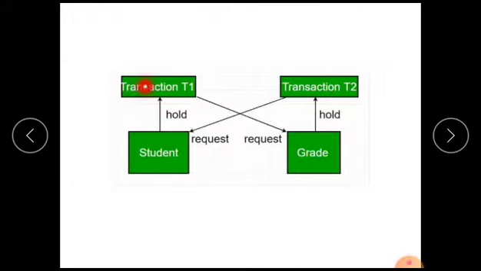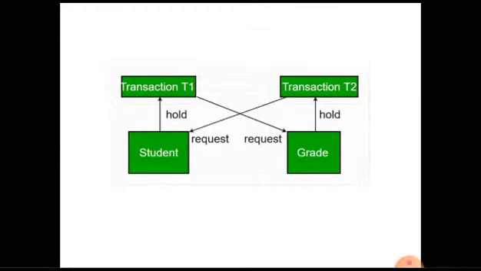Here we can see transaction T1 and transaction T2. Transaction T1 is holding the student table and transaction T2 is holding the grade table, but transaction T1 is requesting the grade table and transaction T2 is requesting the student table. The student table is held by T1 and the grade table is held by T2, but T1 wants the grade table at the same time. It is requested for the grade table.